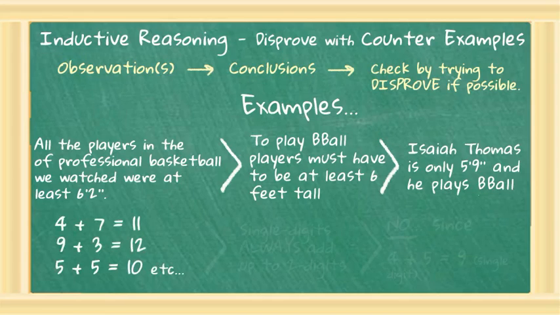All right, let's look at another one. 4 plus 7 is 11. 9 plus 3 is 12. 5 plus 5 is 10.